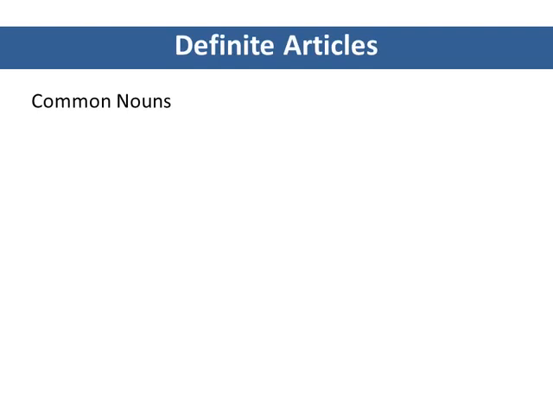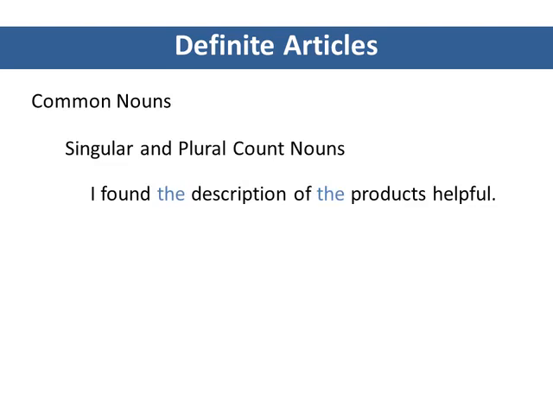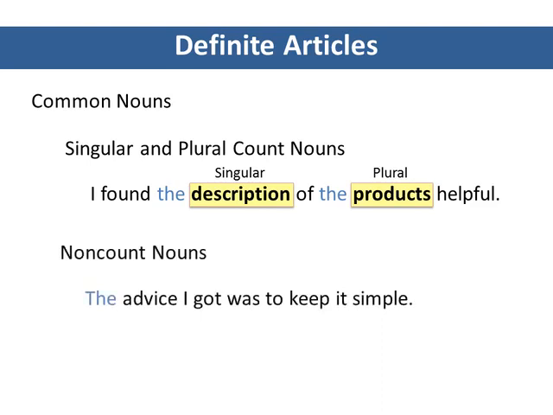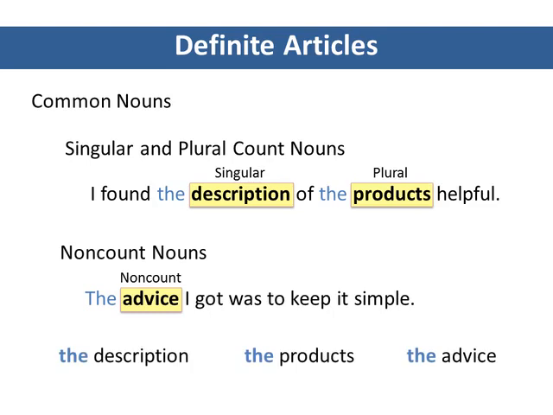The definite article can be used with all common nouns, whether they are count nouns or non-count nouns, singular or plural. We can use the definite article with both singular and plural count nouns. For example, I found the description of the products helpful. Use definite articles with non-count nouns. The advice I got was to keep it simple. There is only one form of the definite article, the.